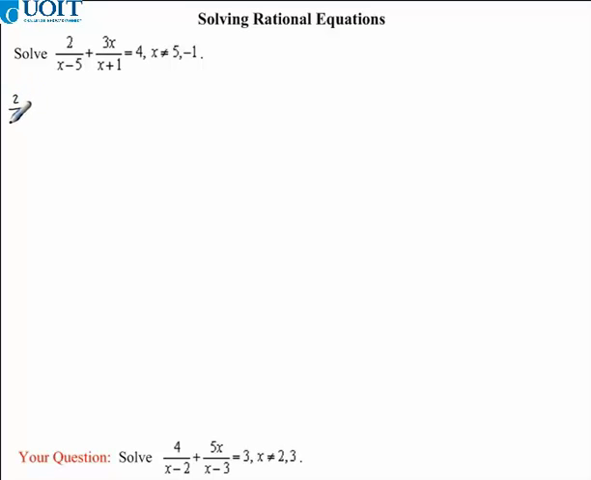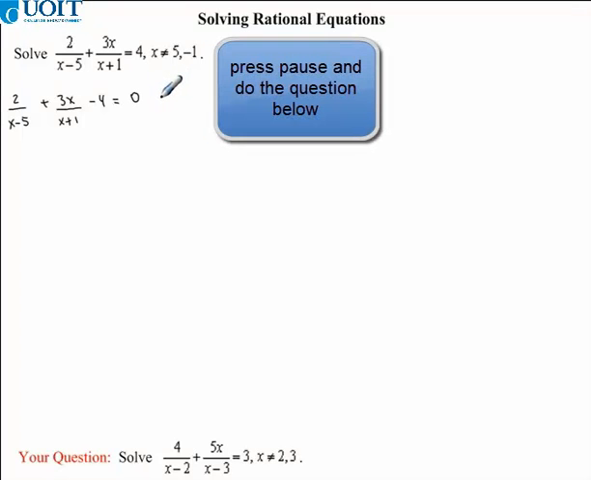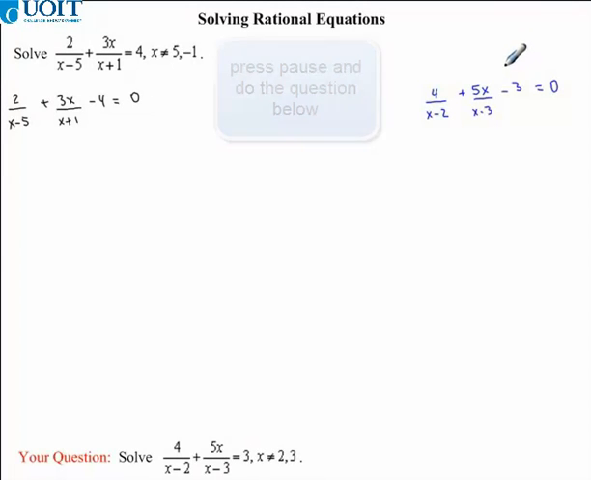So on our left-hand side, we will have 2 divided by x minus 5 plus 3x divided by x plus 1. Now we need to subtract 4 on this side of our equation. And if we subtract 4 on the right-hand side of our equation, we will have 4 minus 4, which is 0. I would like you to try doing this step with the question you are given. Here's the answer you should have got.